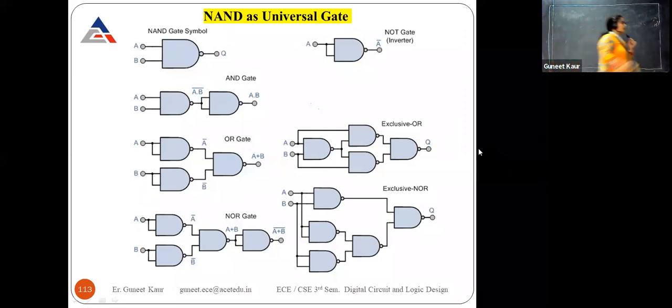So come on to the first. We will derive using the NAND gate. You can see in the PPT, you can see in the slide that all the gates are derived from the NAND gates. Means we can derive the NOT gate, AND gate, OR gate, NOR gate, XOR gate, XNOR gate. We can derive all the gates using your NAND gates only. Okay. So we will derive the OR gate using the NAND gate. One example I will discuss with you.